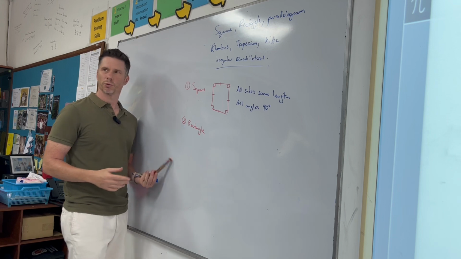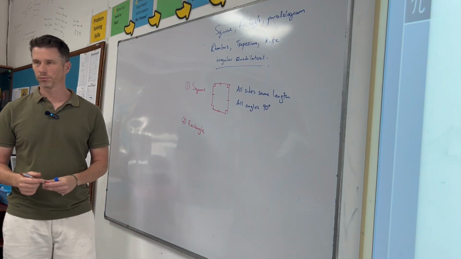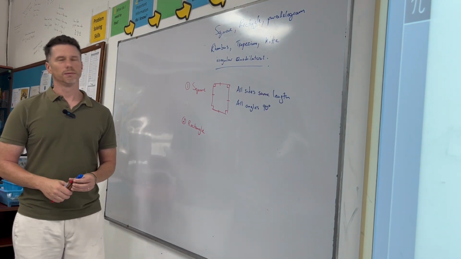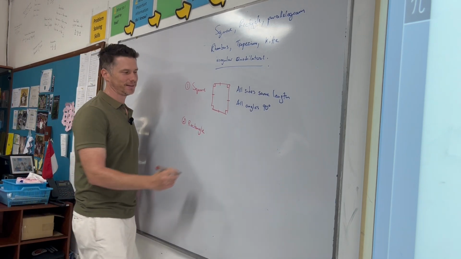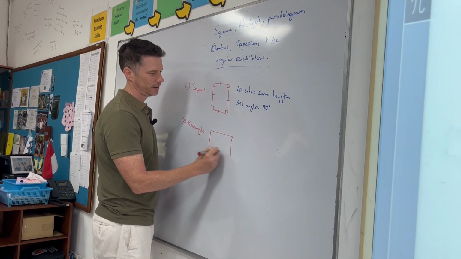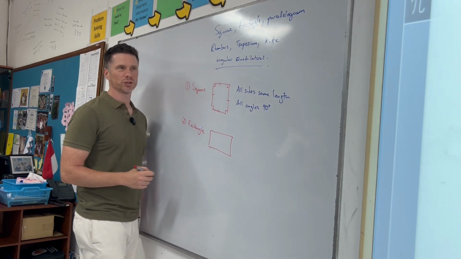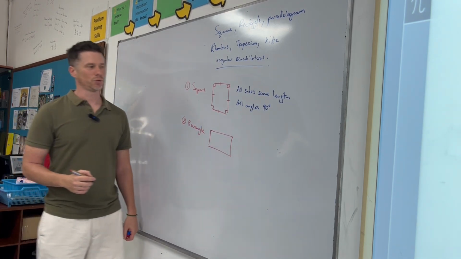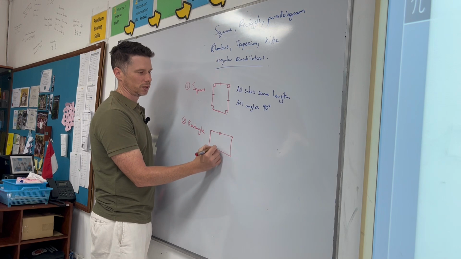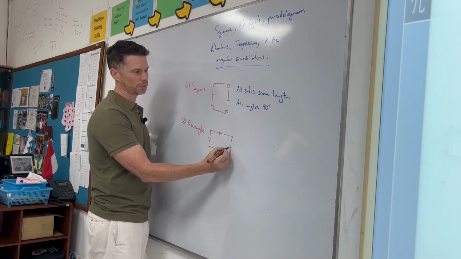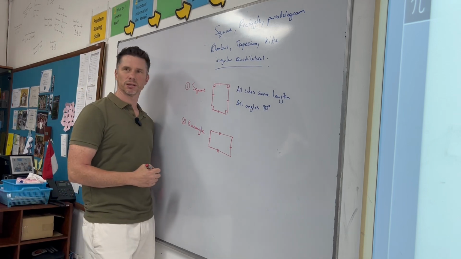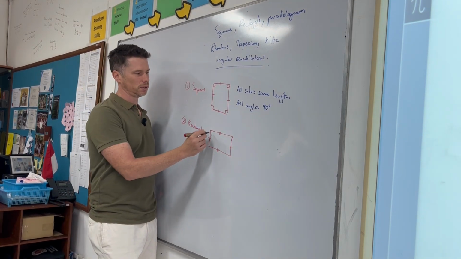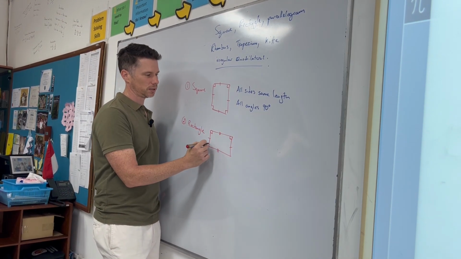What's the difference between a square and a rectangle? Yeah, the lengths are not all the same. The two opposite ones are the same, so we mark these the same, and these two opposite ones are the same length. And what's the degrees of the angles in the corner? Still 90 degrees, yeah.